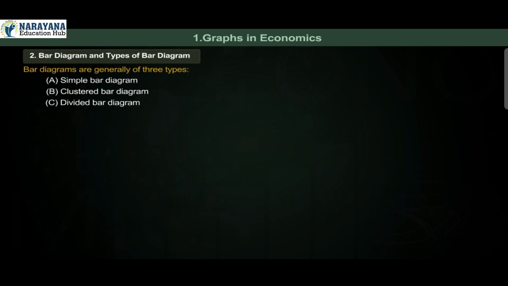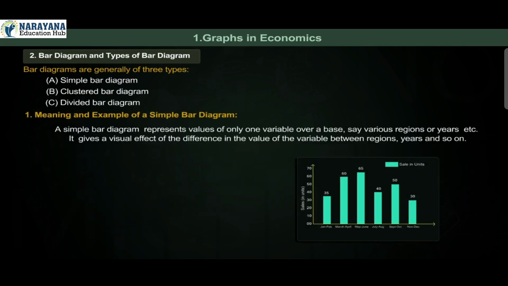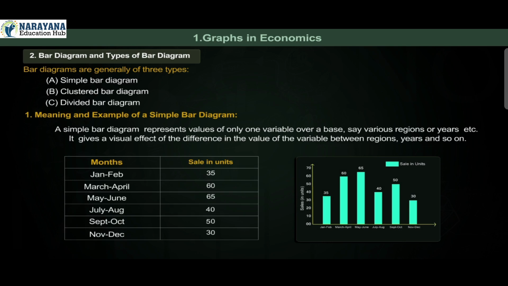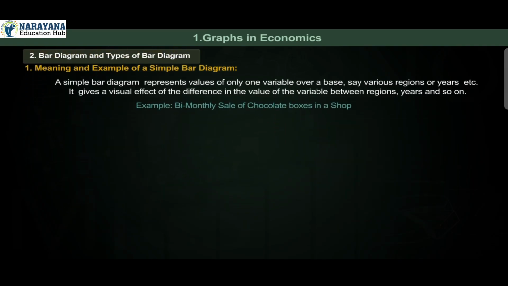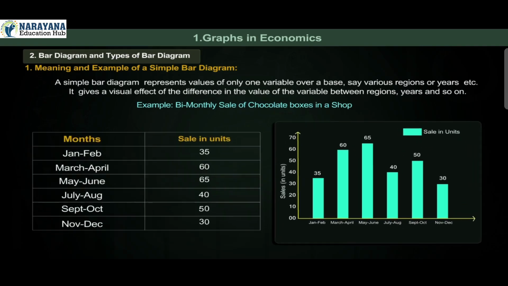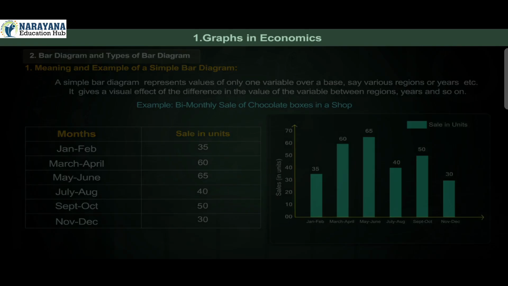Meaning and example of a simple bar diagram. A simple bar diagram represents values of only one variable over a base, say various regions or years, etc. It gives a visual effect of the difference in the value of the variable between regions, years, and so on. Example: bi-monthly sale of chocolate boxes in a shop will show in table.